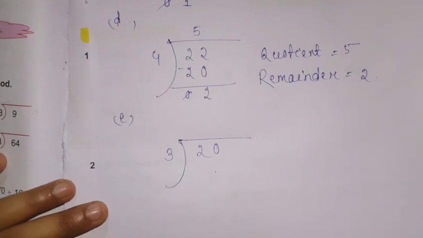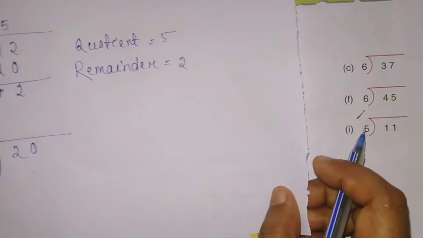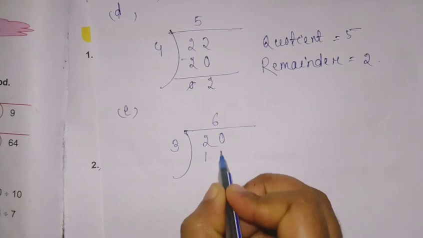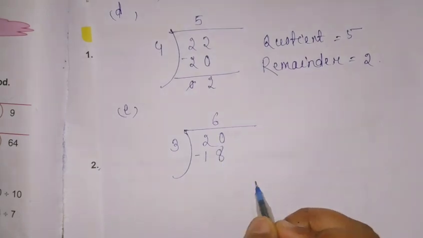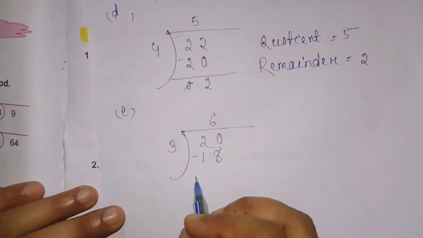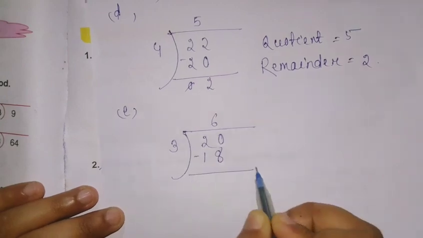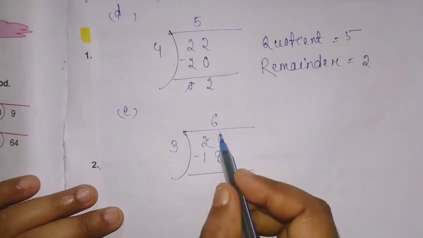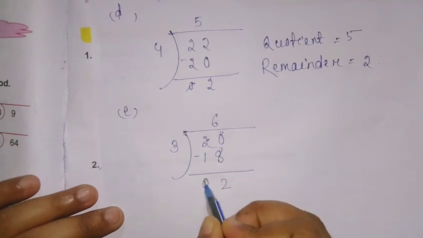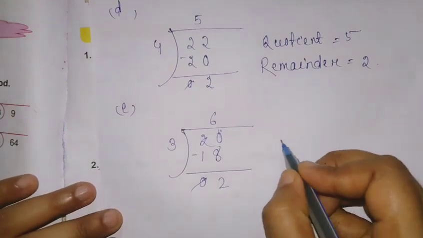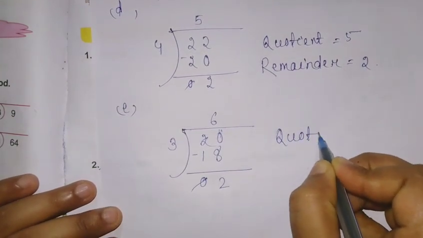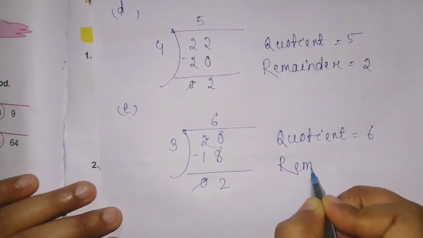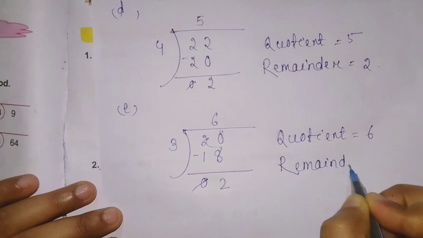Then, we recite till you get the number just less than 20. 3 6s are 18. Then we subtract the product from the dividend. Then 0 minus 8, we cannot subtract it, so we borrow. Then 10 minus 8 equal 2, 1 minus 1 equal 0. Here we get quotient equal 6 and a remainder equal 2.